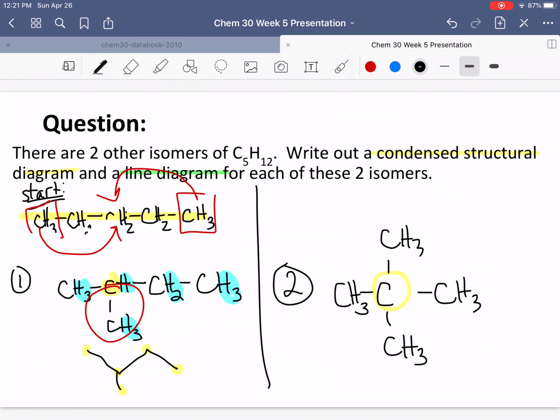In terms of the line structural diagram for this one, loop, loop, done. Okay? Think about where your carbons are. 1, 2, 3, 4, and 5. It's all listed there. Okay. Key thing. Every carbon must be bonded 4 times, no exception.